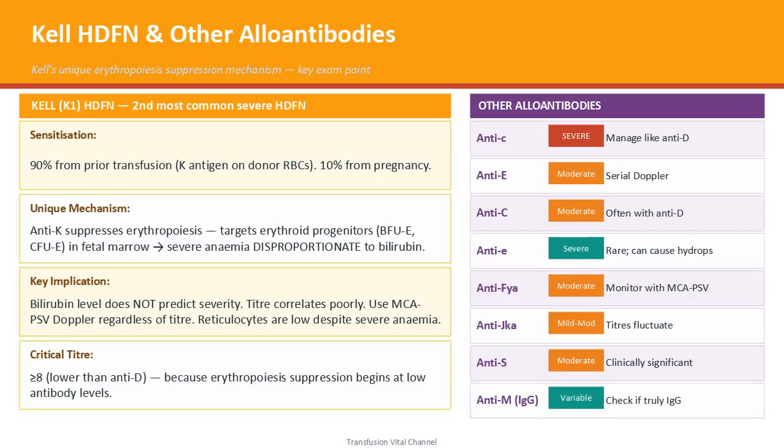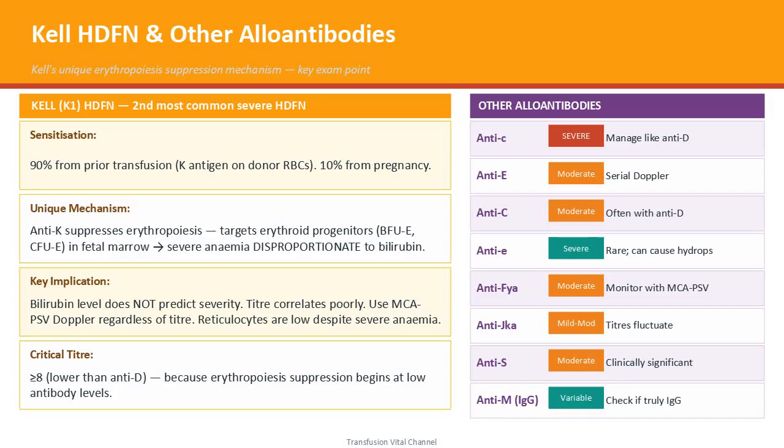The K antigen is expressed on the erythroid progenitor cells, that is BFU-E and CFU-E, in the fetal bone marrow and the liver. Anti-K antibodies bind to and destroy these precursors, preventing new red cell production. So it leads to severe anemia with a disproportionately low bilirubin. Reticulocyte count is paradoxically low despite severe anemia.